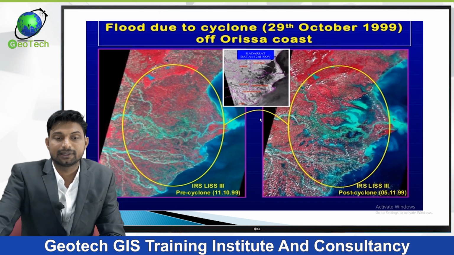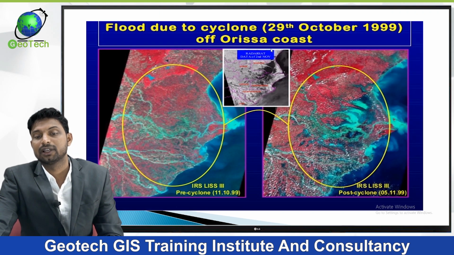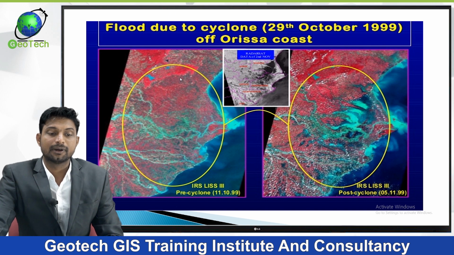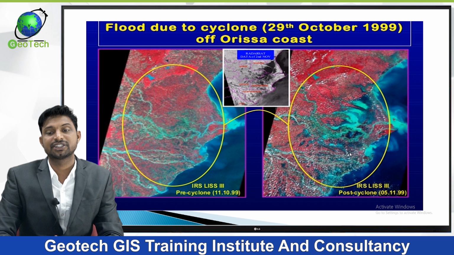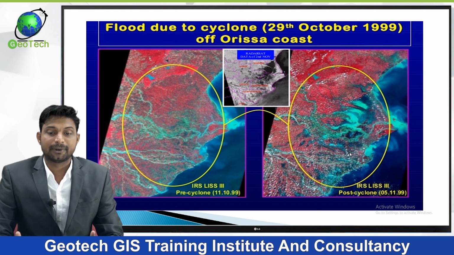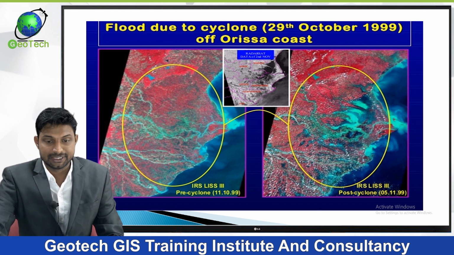Then this is a flood due to a cyclone. Now you can see this is the previous image of the cyclone and the image after this cyclone. So the 29 October 1999 image you can see of the Orissa coast. So Landsat data they are using mostly. So before the cyclone and after the cyclone, how much devastation took place, we can predict by using satellite imagery.